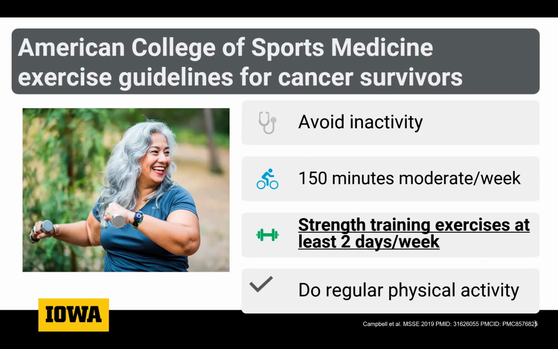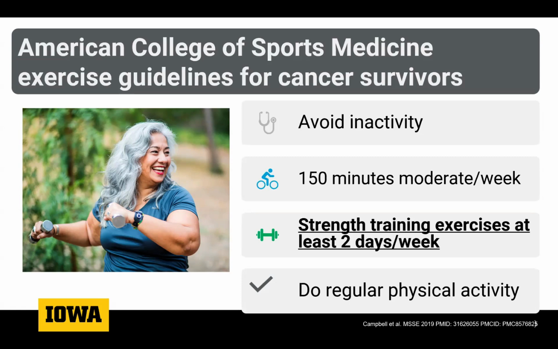But then in particular, the American College of Sports Medicine endorses resistance training, also known as strength training. These are those exercises that are meant to strain the muscles and the bone to make the body stronger in terms of the musculoskeletal system. And wherever possible, to do regular physical activity and to spread it out. So these are a lot of guidelines.